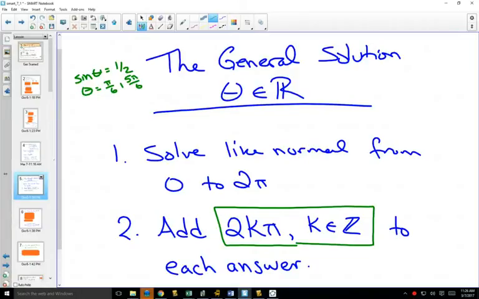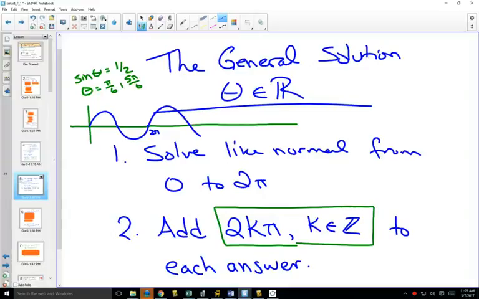What the general solution is doing, and I'll show it to you graphically, is if I draw one period of sine from 0 to 2 pi, that would look like that, right? And we've done a fair bit of graphing already. But what do we know about our sine graph? Well, it keeps on going forever.